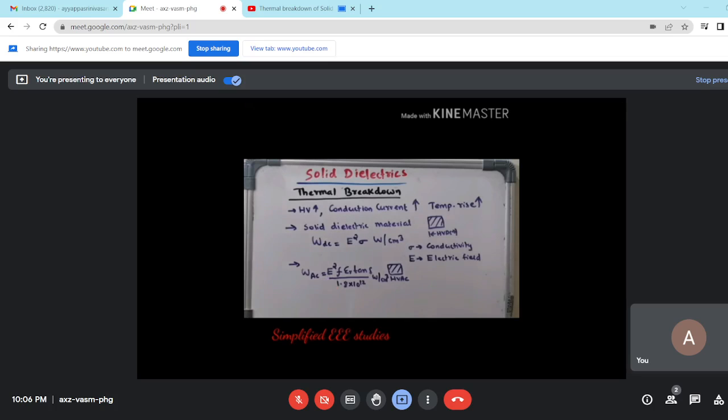E is known as the value of electric field. f is the supply frequency in terms of hertz. Tan delta is the loss angle, or dielectric loss. And epsilon r is the relative permittivity.